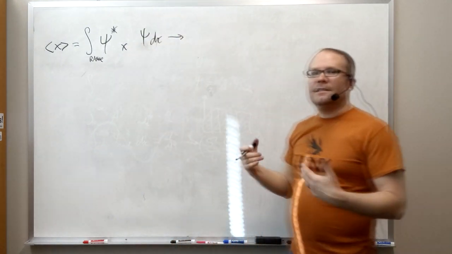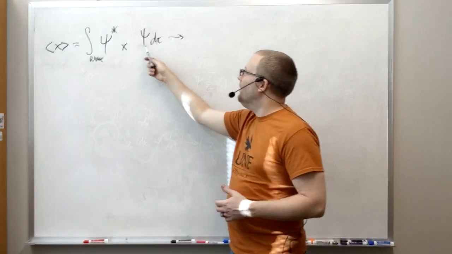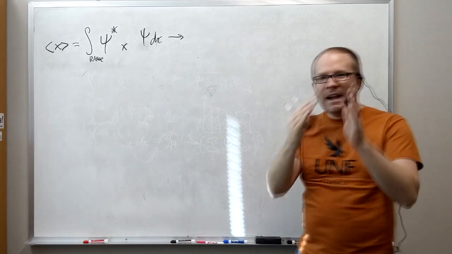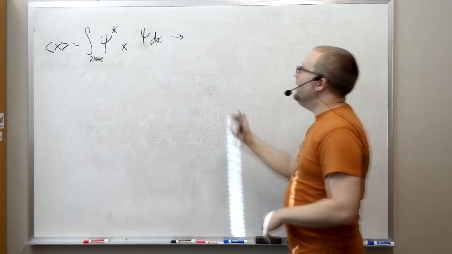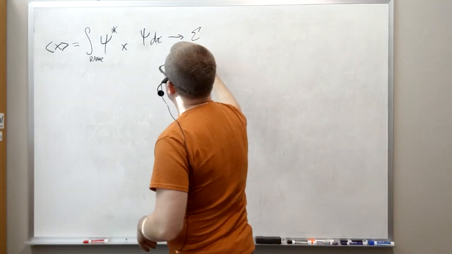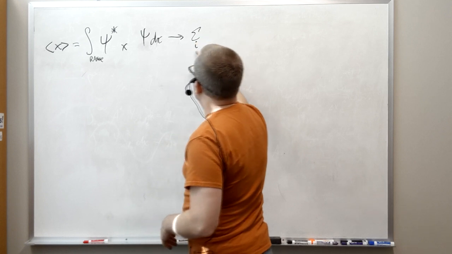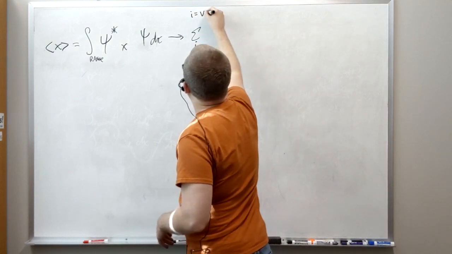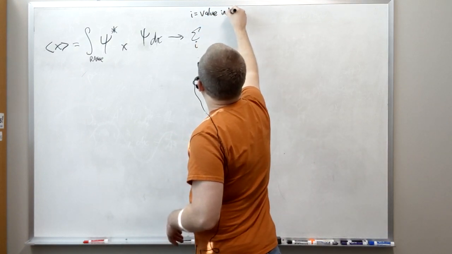Again, this is not something the computer can carry out because we don't have the function for psi. We have discrete values. So again, we turn this into a Riemann sum. We turn this into a summation over all of your values. So i is your value index from the code.